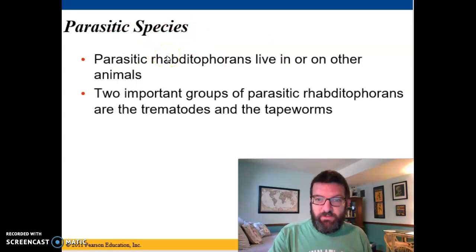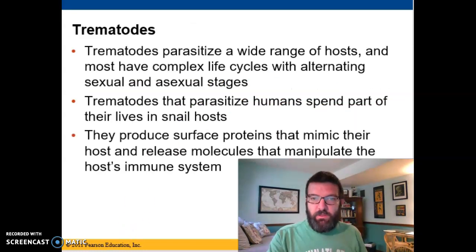Right? There are a lot of parasitic flatworms, and there are 2 main groups of parasitic flatworms: the trematodes, which are sometimes called the flukes, and tapeworms. Now, you've probably heard of tapeworms. You may have heard of liver flukes or heart flukes.